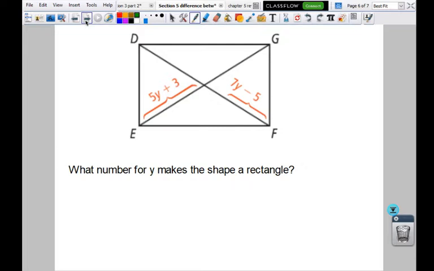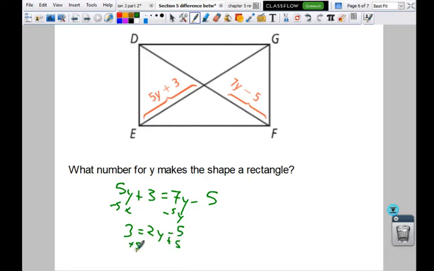Alright. We want to know for what number for y makes the shape a rectangle. What did we say about the diagonals in rectangles? Congruent, right? So I can go 5y plus 3 equals 7y minus 5. Minus 5y on both sides, 3 equals 2y minus 5. We add 5 to both sides. We get 8 equals 2y. Divide by 2. We get y equals 4.